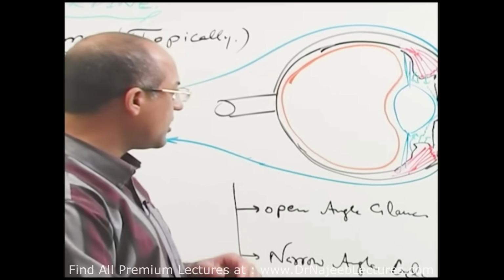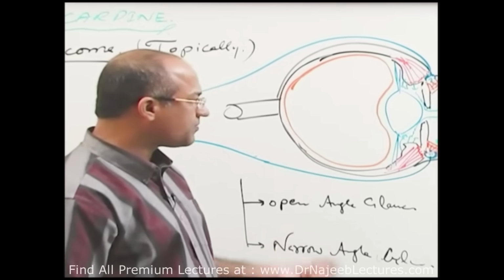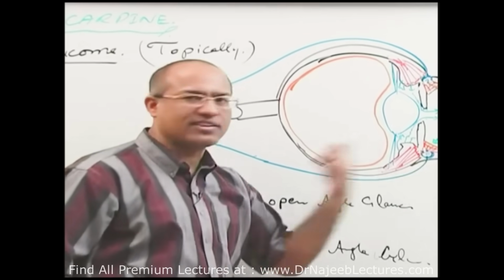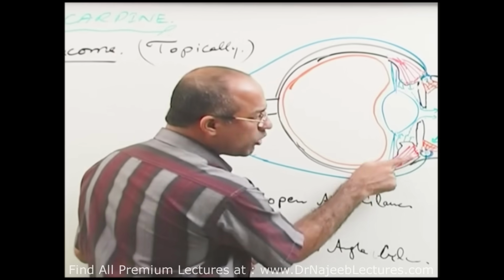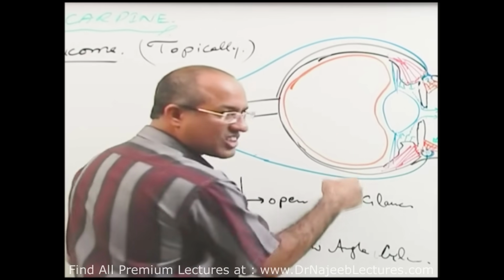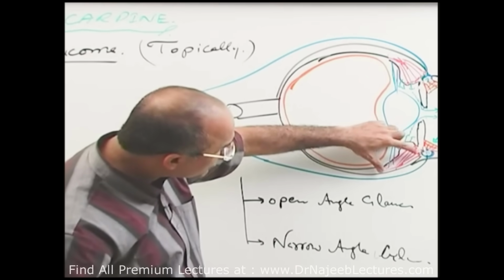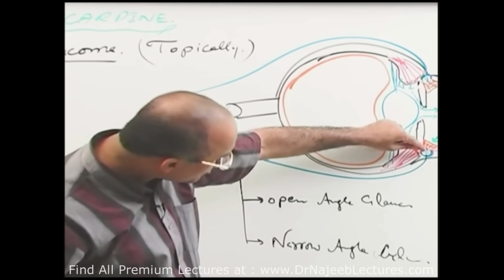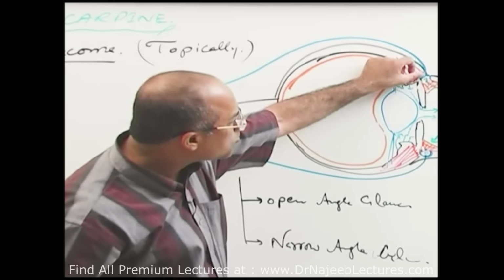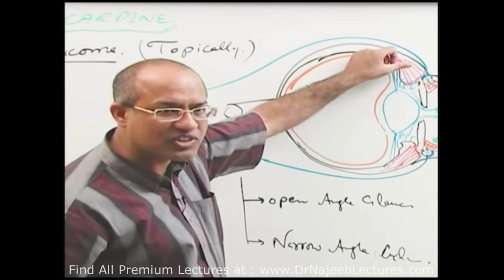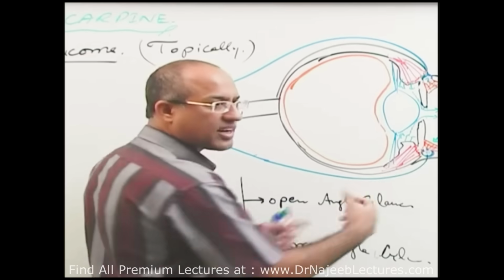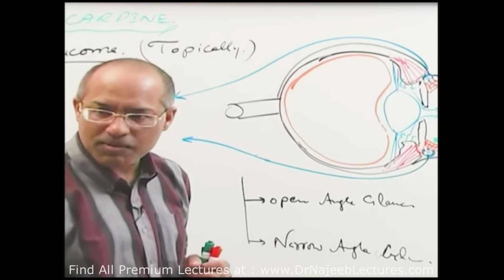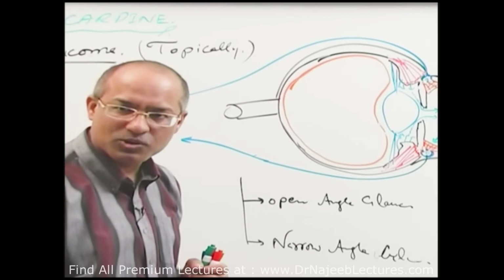In this case, if we use a drug which will contract the ciliaris, what will happen? When the ciliaris muscle contracts, it will pull the angle posteriorly. And when it pulls the angle posteriorly, there will be traction on this network and it will open. Am I clear? Do you understand it?